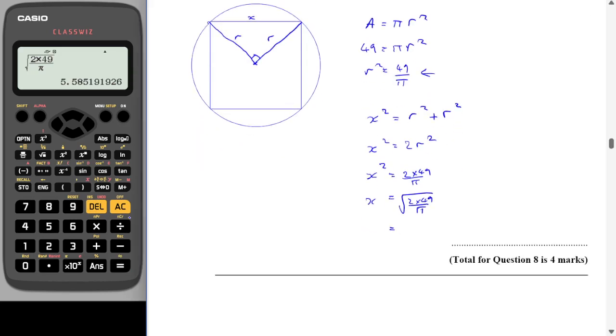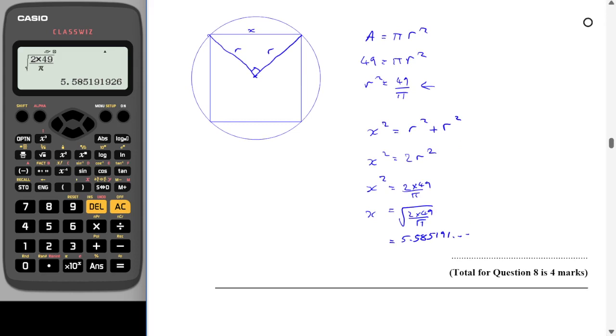So we're saying that x is going to be 5.585191... We were asked to do it to 3 significant figures again. So 3 significant figures, we'd round the 8 up to a 9, so 5.59.